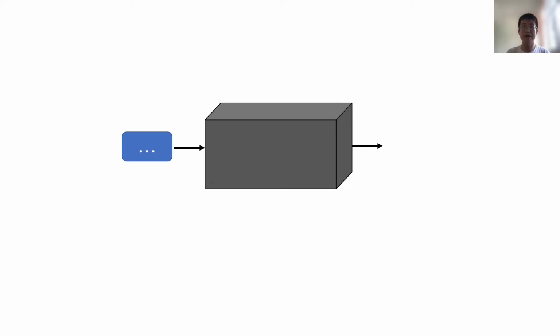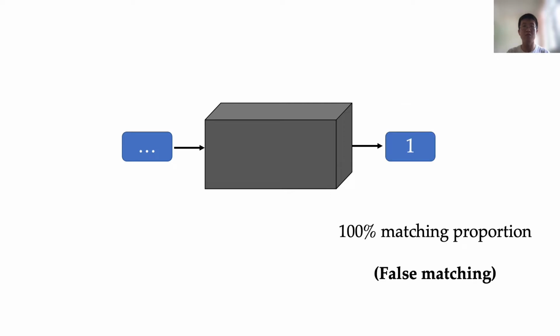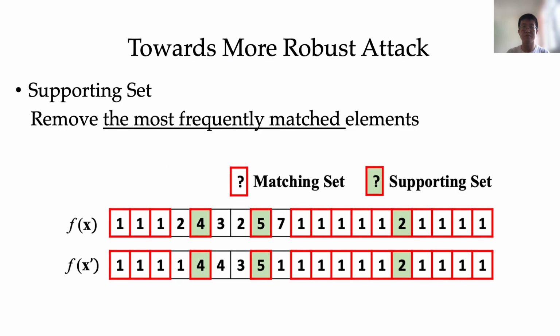But does the high matching proportion always mean a high inference confidence? Suppose the following case, a black box always returns label 1. Of course, we will always get 100% matching proportion, no matter what queries we send. We refer to this as the false matching problem. To solve the false matching problem, we propose a more robust attack.